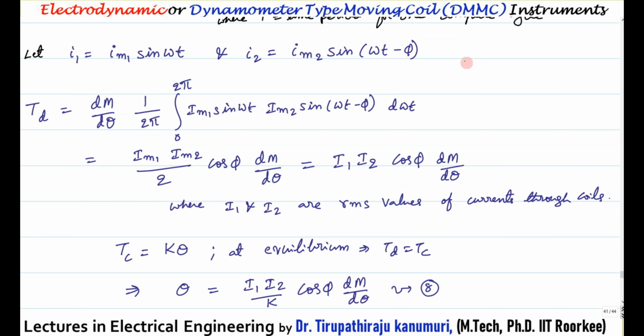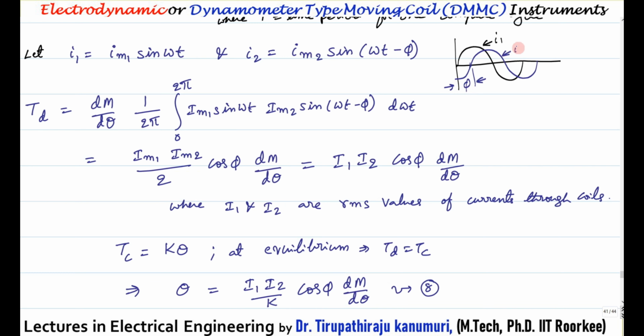In order to understand this further, I am taking a sine wave. Let us take for example a wave. This is the waveform for the first current. Let us assume the second current is also there. That second current is lagging behind the first current by some angle phi.